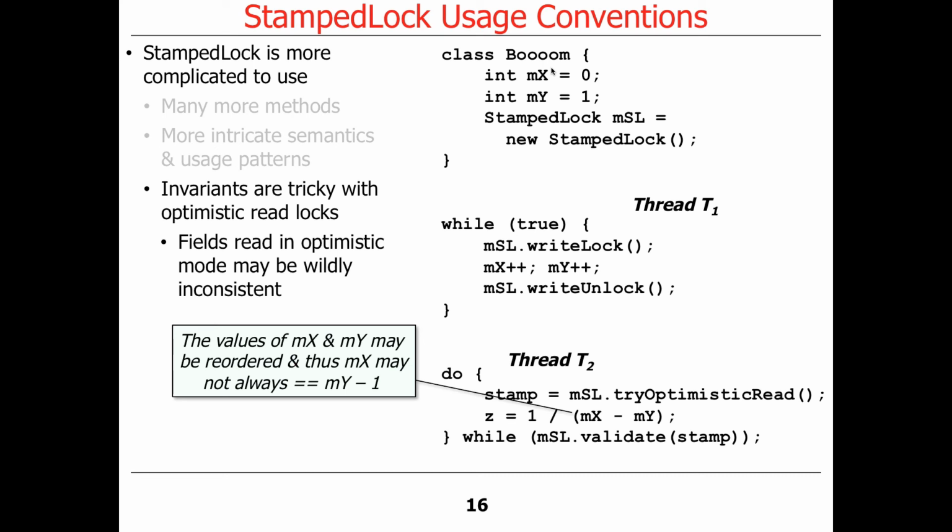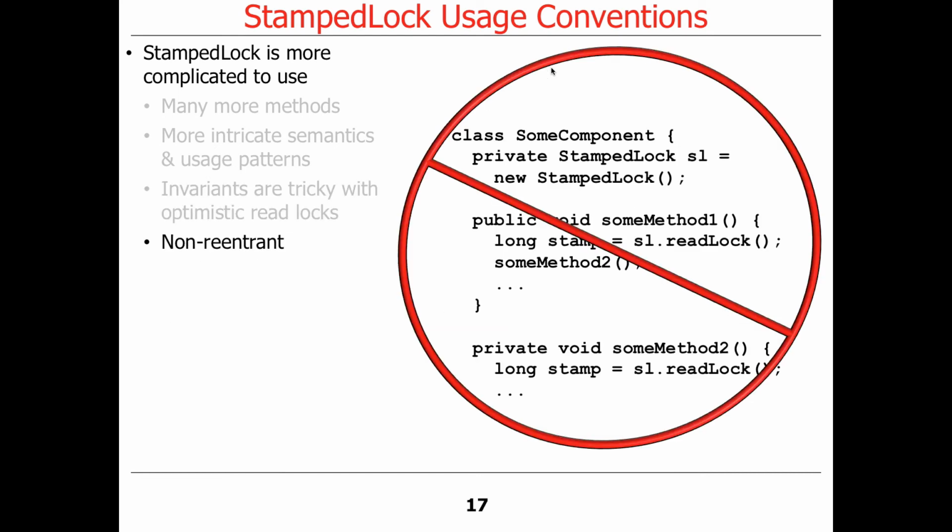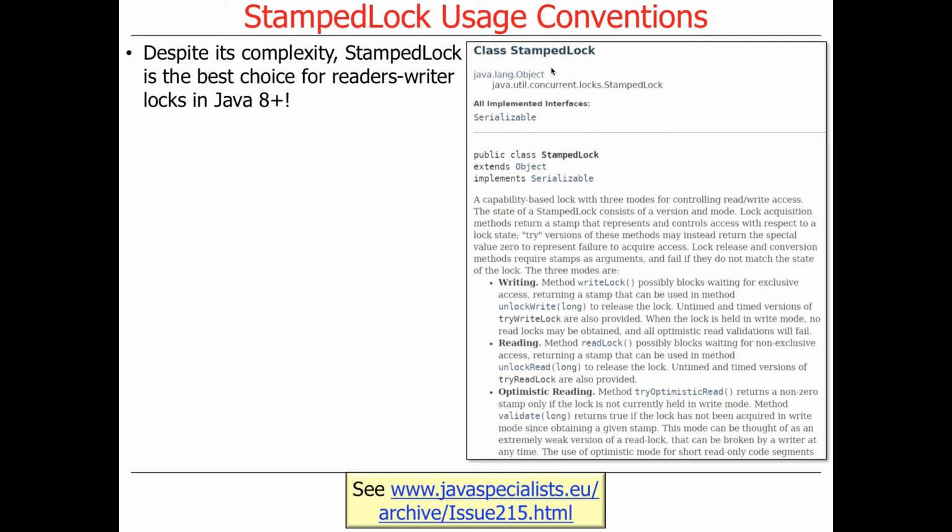So the point is, you have to be careful about what assumptions you make when you use optimistic reads, because you're not really synchronizing. You're just getting a new value read into your cache. But that may be tricky if different threads are doing things in different ways. Also, the locks are not reentrant, so you have to be careful not to call them recursively and so on.